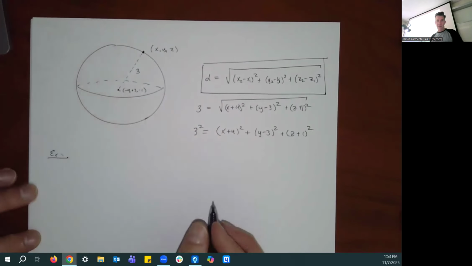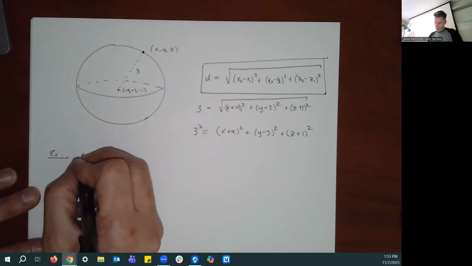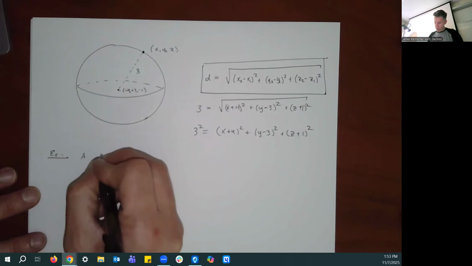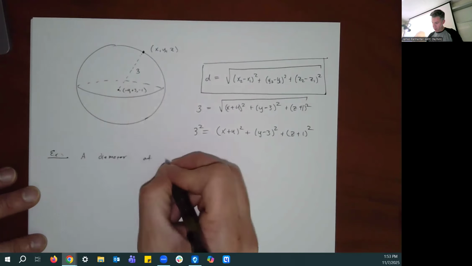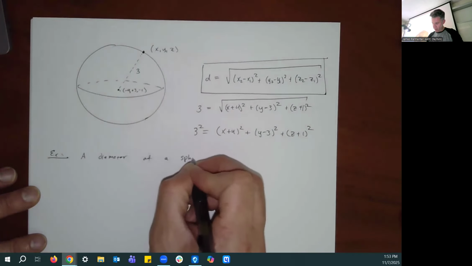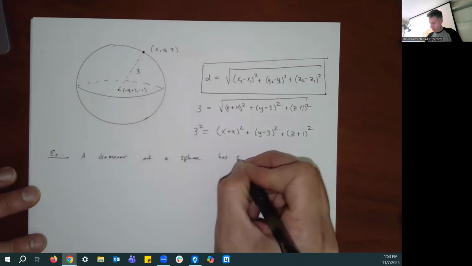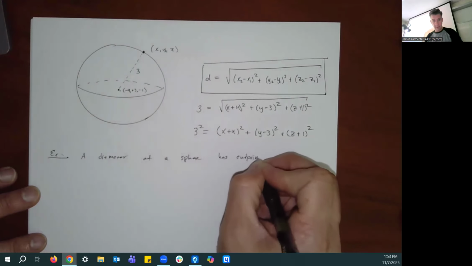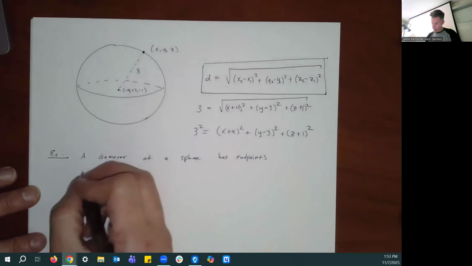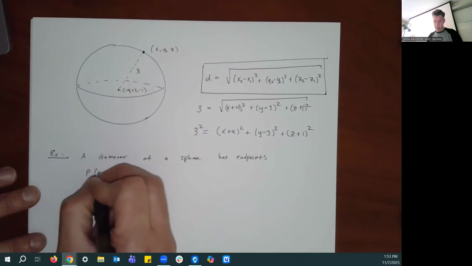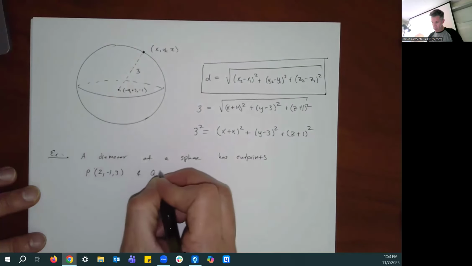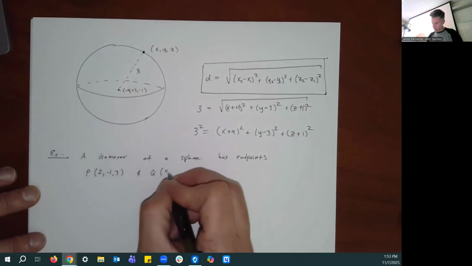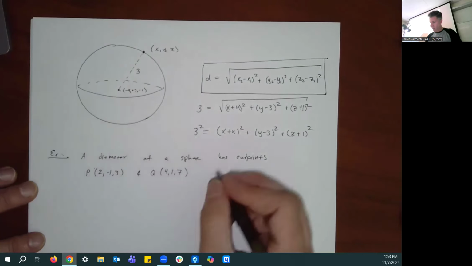So we're given the following information. A diameter of a sphere has endpoints. Let's call the first one P, and it's 2, -1, 3, and Q is the point 4, 1, 7. Find the equation.